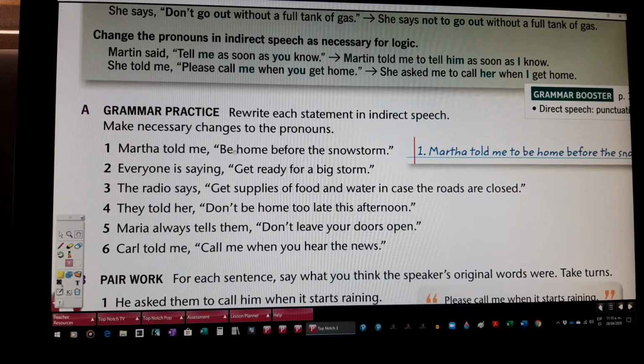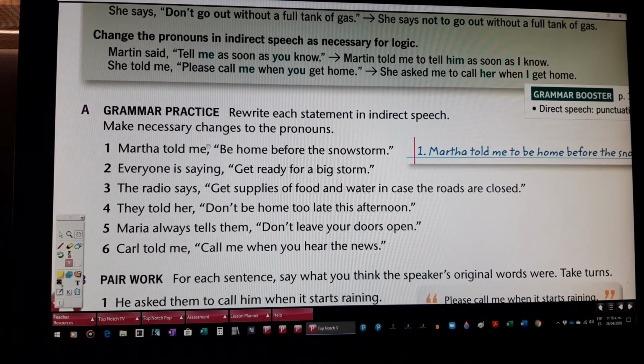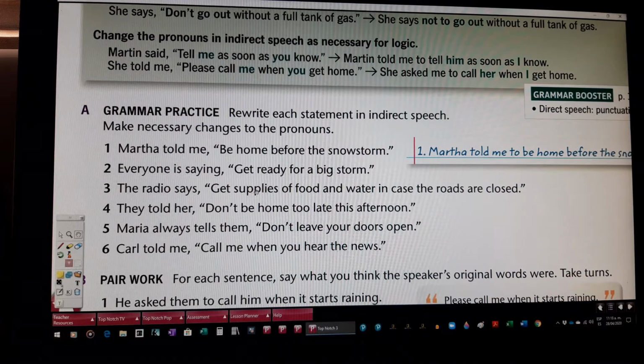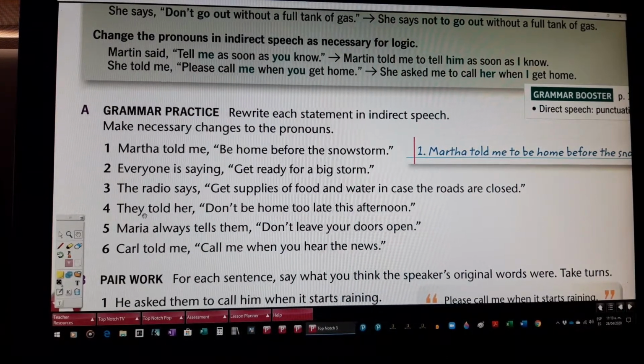Martha told me, be home before the snowstorm. It's very simple here. Martha told me to be home before the snowstorm. Everyone is saying, get ready for a big storm. In indirect, everyone is saying to get ready for a big storm. The radio says, get supplies of food and water in case the roads are closed. The radio says to get supplies of food and water in case the roads are closed. To get. That's simple.